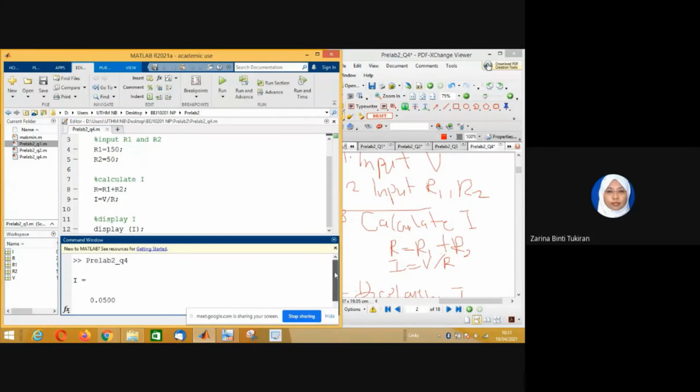Okay, so here the given answer is 0.05. So please make sure whether this program can produce the same output by using manual calculation. If the output produced with the correct output, then you can verify that the program produced the correct output. Okay. Any questions so far?